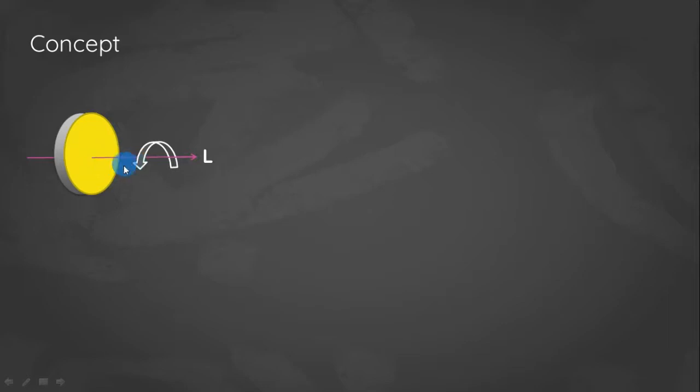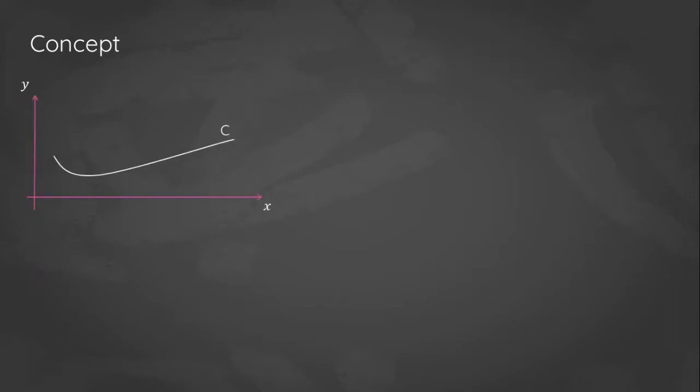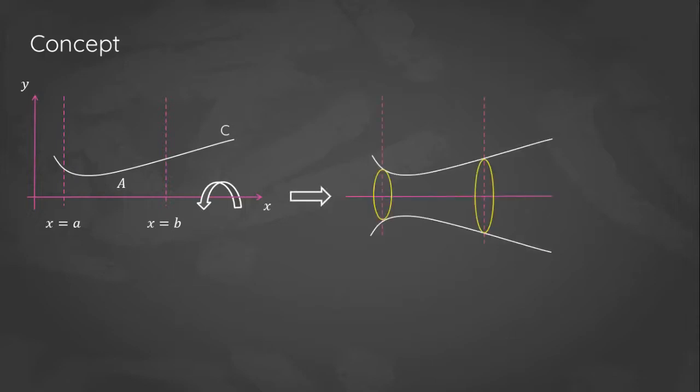Now, the line about which the area is rotated is called an axis of rotation. This line, this is what we call the axis of rotation. To further understand, we have here a graph that is bounded by x equal to a and x equal to b. And if the area under the curve is rotated about the x-axis, it then produces a solid that looks like a vase.